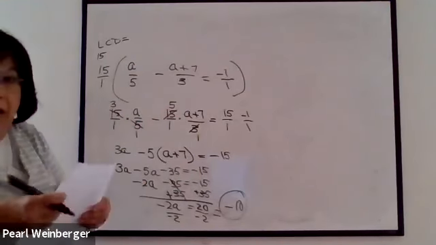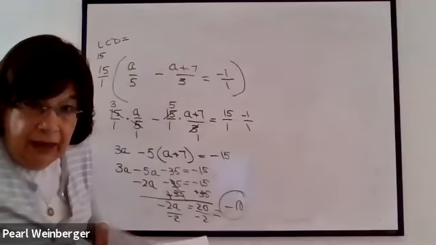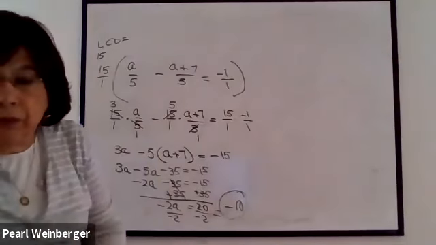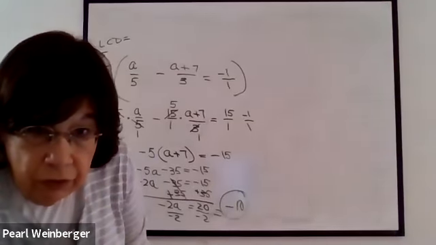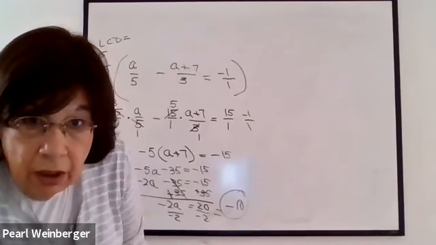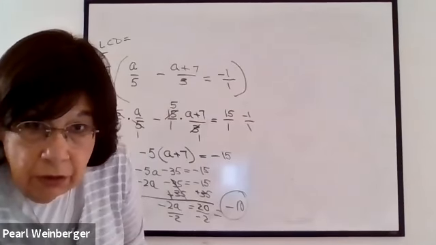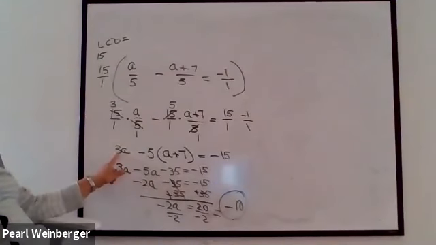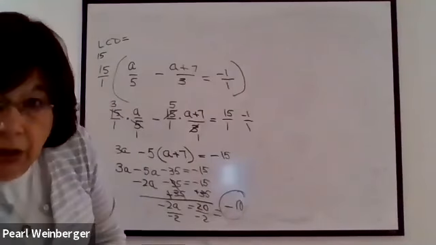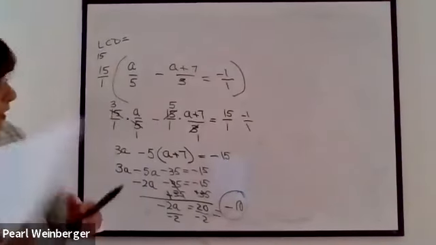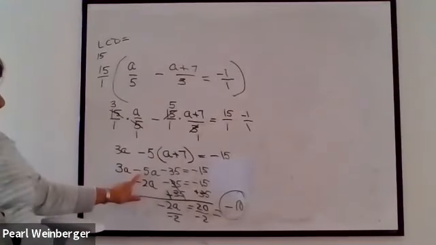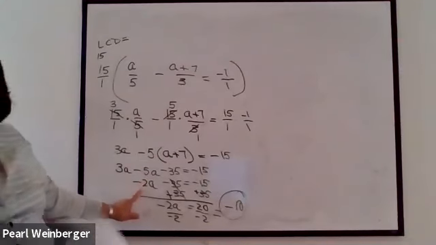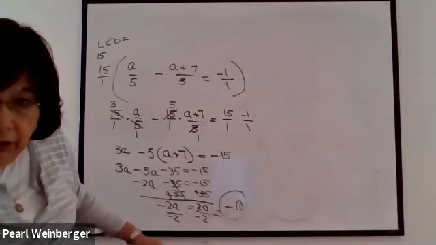I'm going to give you one to try on your own. And while you're trying that, I'm going to get your attendance. You're confused. I'm sorry. I'm going to read 3A. I combined this 3. I got the 3 over A over here. And over here, I had a negative 5 times A, which gave me a negative 5A. I combined the 3A and the negative 5A to get negative 2A. Is that clear?